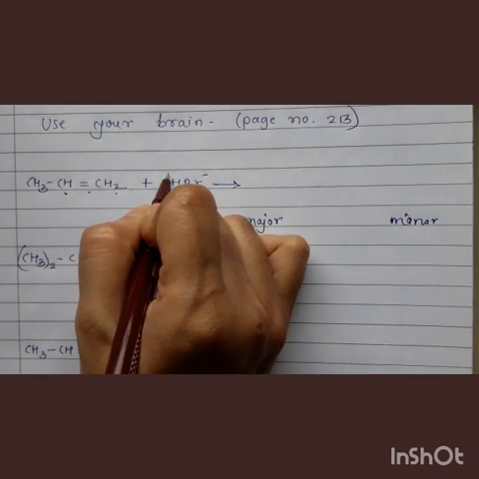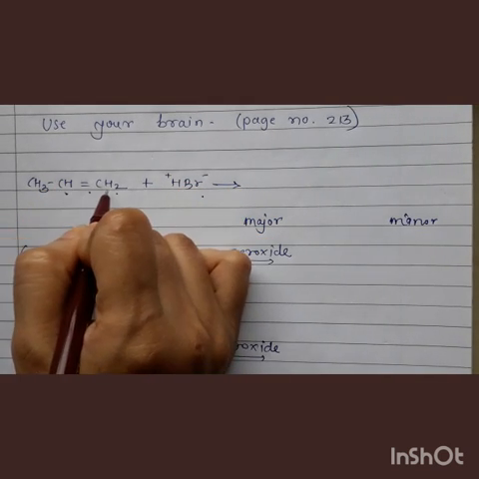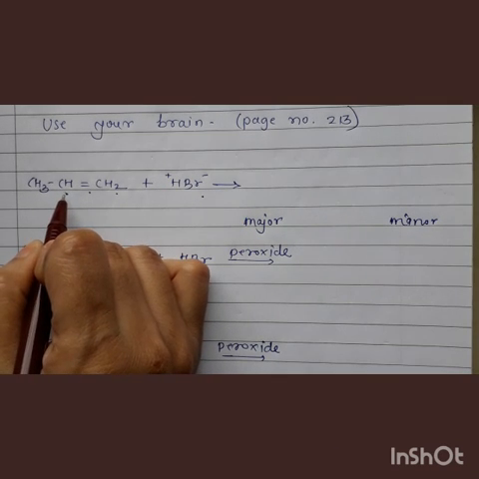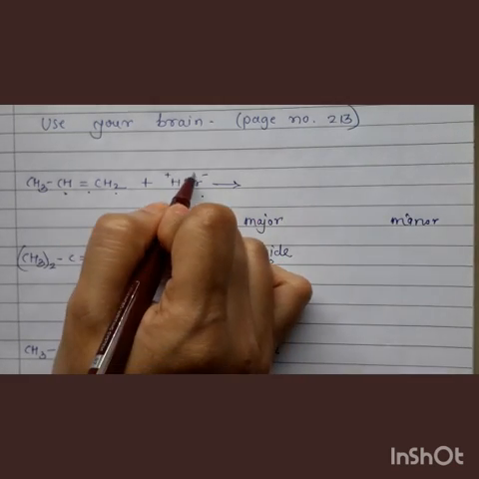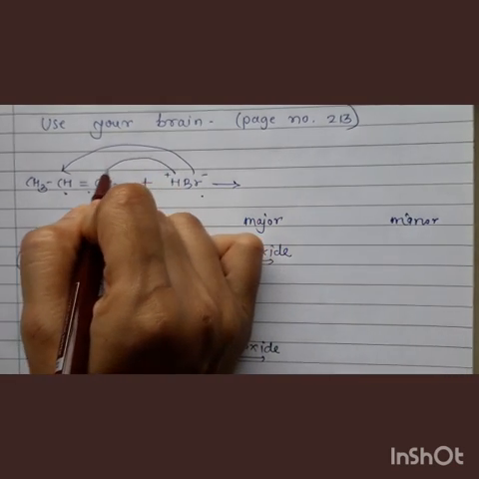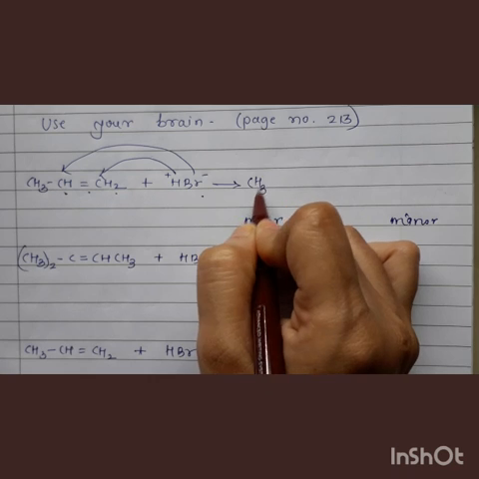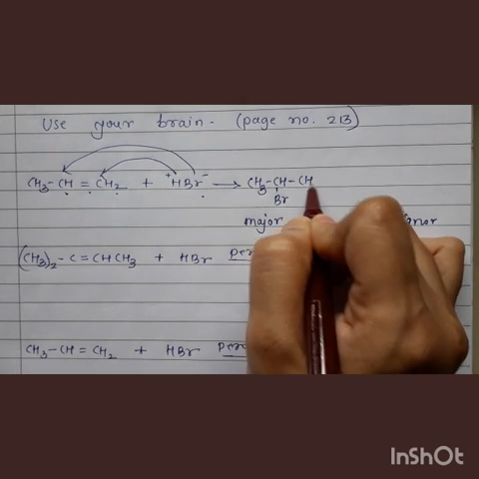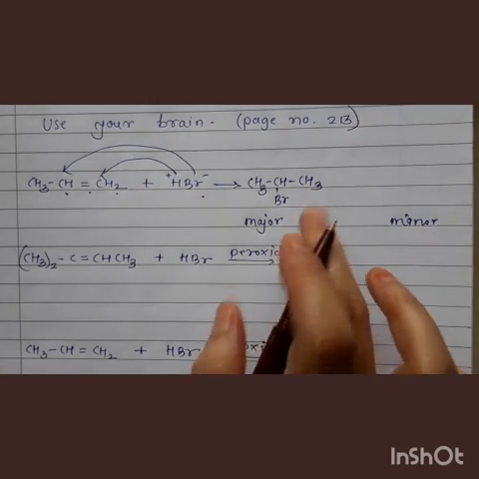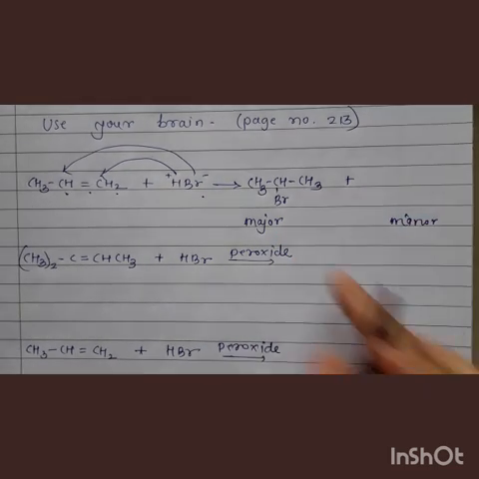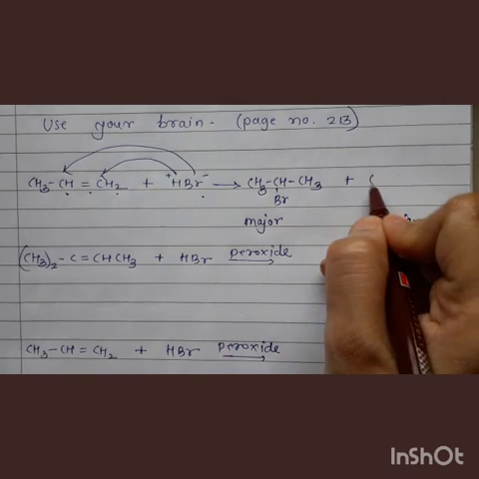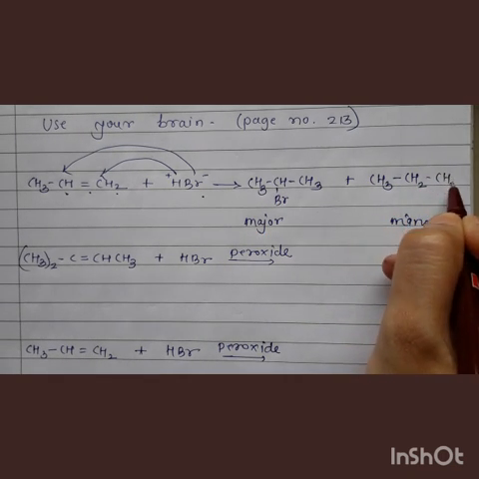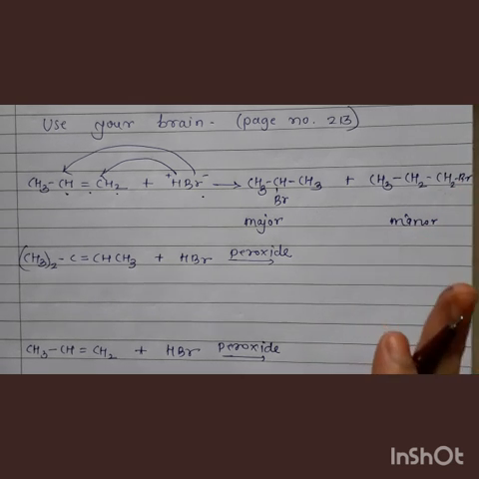This is negative part, this is positive part. This is less hydrogenated, this is more hydrogenated. The negative part will be added to the less hydrogenated carbon according to Markovnikov's rule. So bromine here and hydrogen here. So CH3 CH Br CH3. Understand, this is the major product, and for exactly opposite addition, bromine here and hydrogen here, so CH3 CH will become CH2 and CH2Br. So this is the minor product.